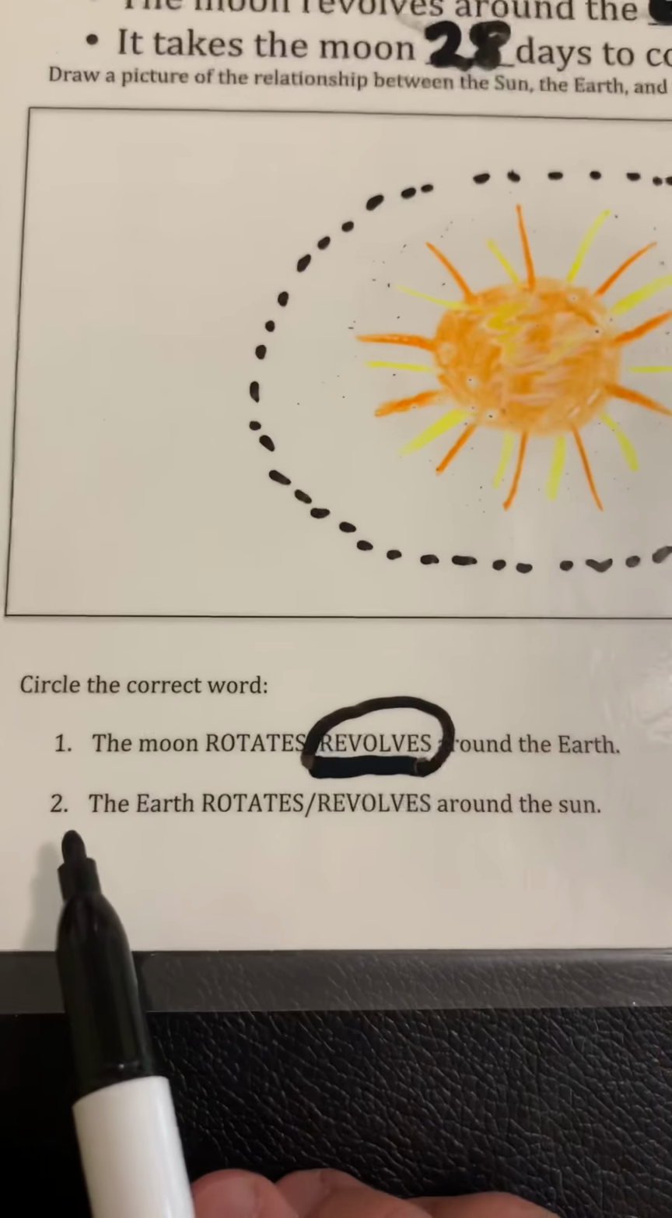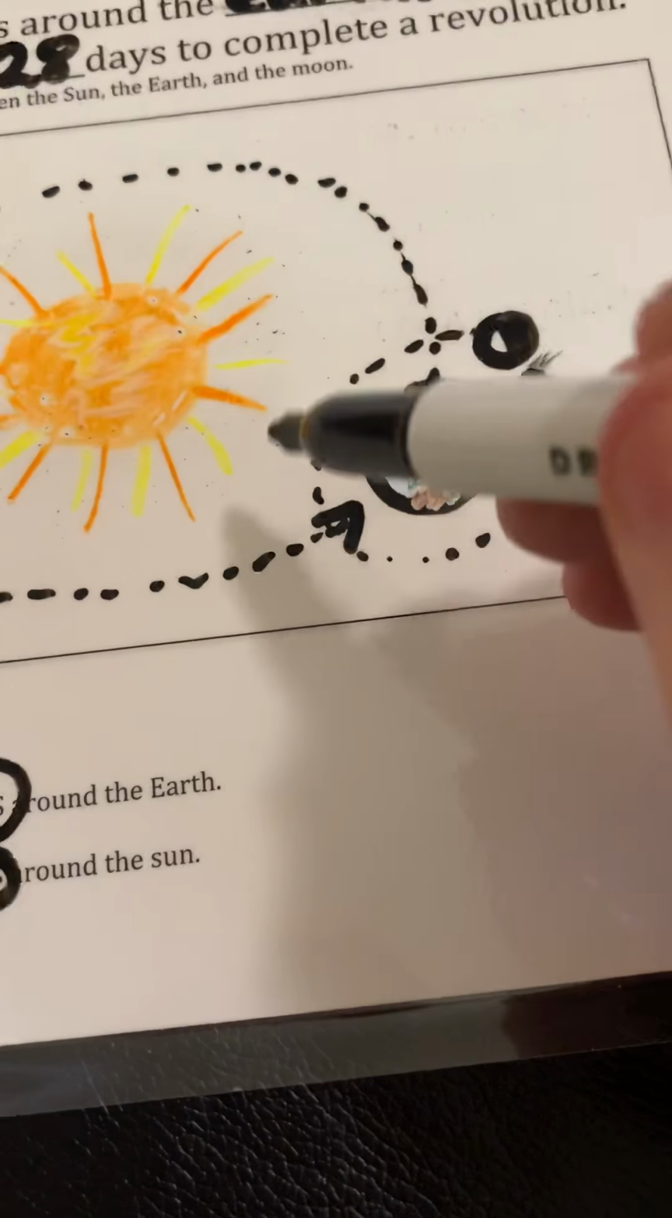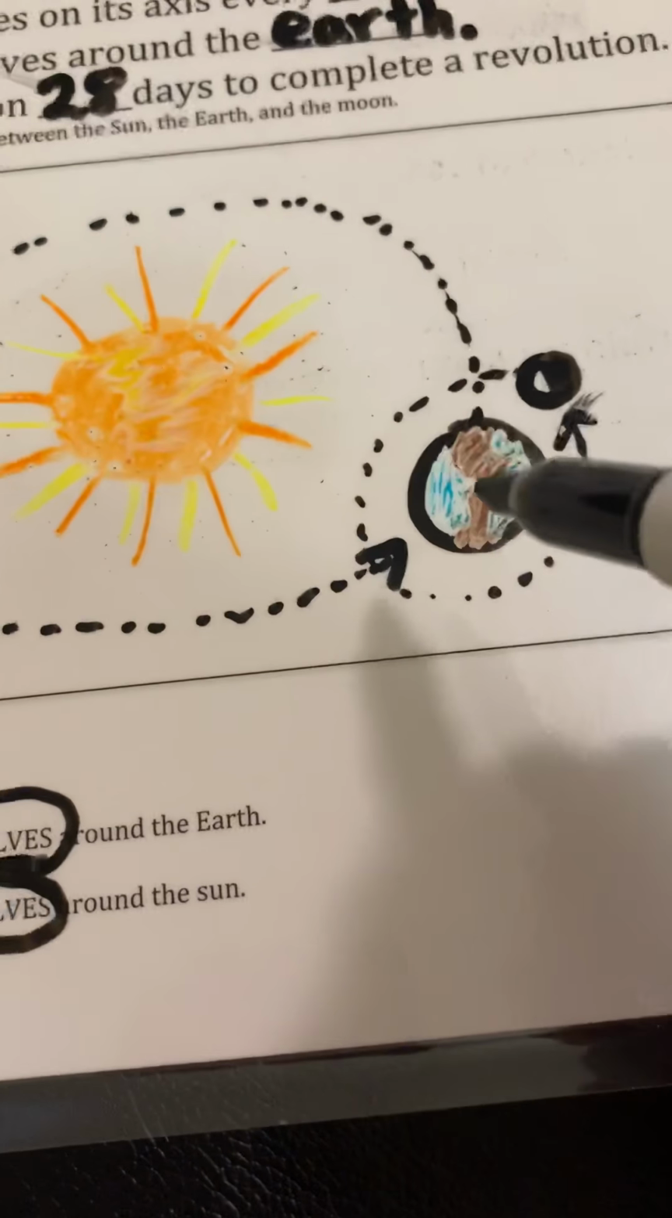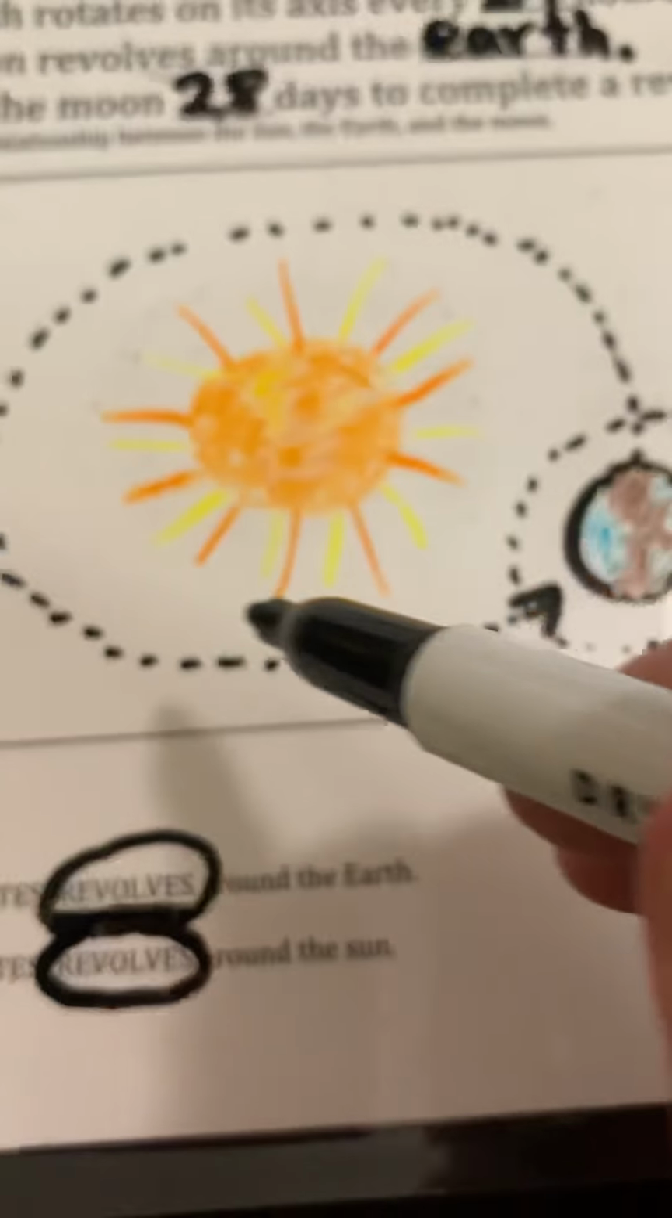Number 2, the earth rotates or revolves around the sun. Well, we know from our paper before that the earth revolves around the sun. So I'm going to also circle revolves, because that's what's special. The moon revolves around the earth as the earth revolves around the sun.